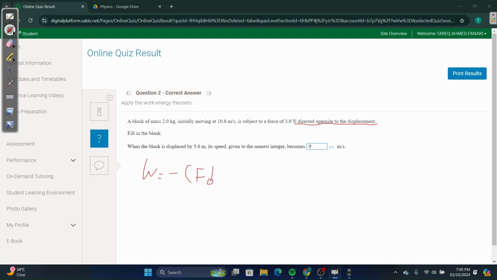If you write cosine 180 on a calculator, it's fine, but preferably do it like this. So negative force times distance, so 3 times the distance of 5. 3 times 5 is 15, so it equals negative 15.